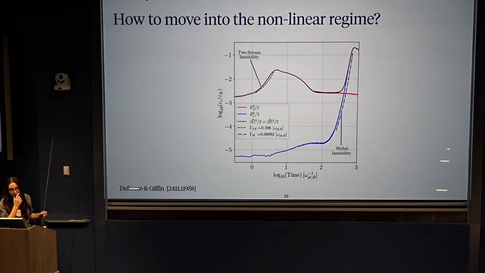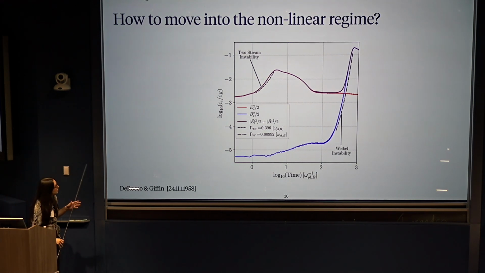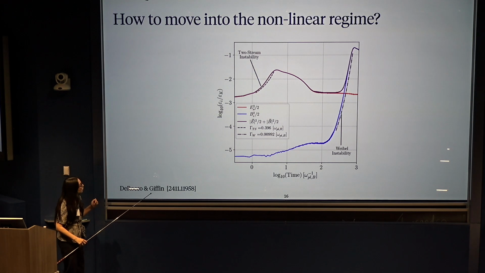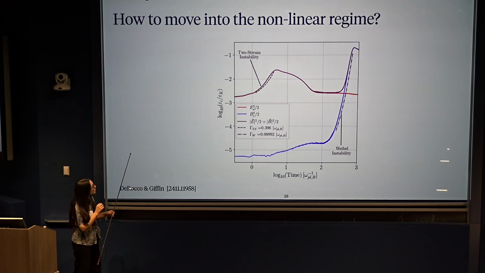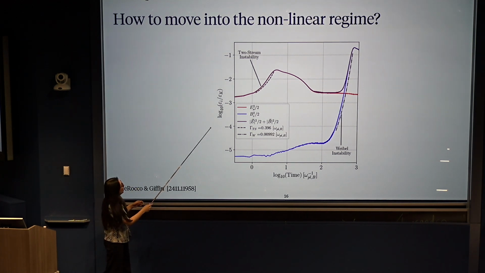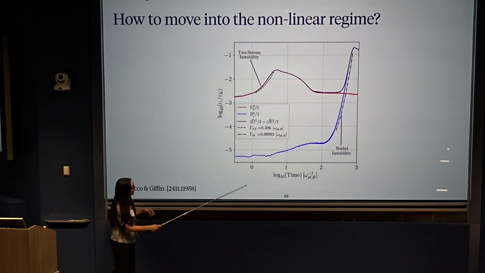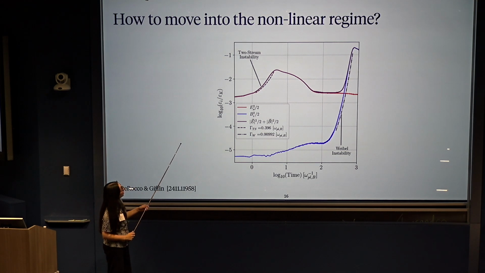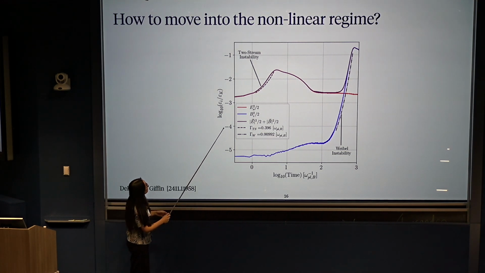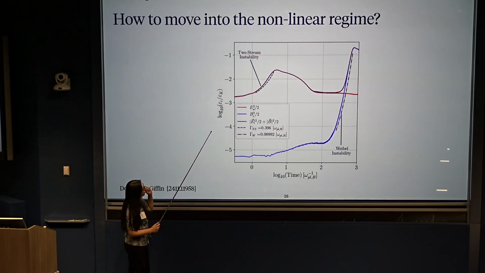Okay, so now for the nonlinear regime, this is just the point that I was trying to make. This is recent work by DeRocco and Giffen, where they do basically one-dimensional particle-in-cell simulations. What I'm showing here is some normalized energy density as a function of time. And exactly what I just pointed out in the linear regime is what we see here. They consider both an electric field as well as a magnetic field, and what they show is exactly what I just said.